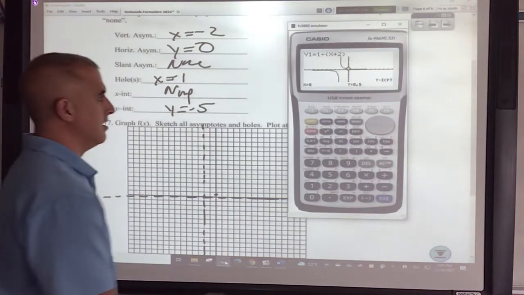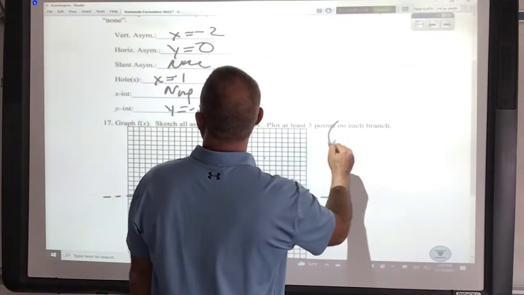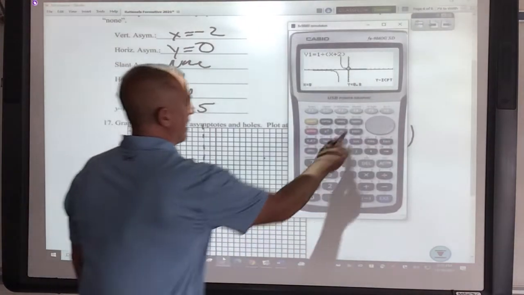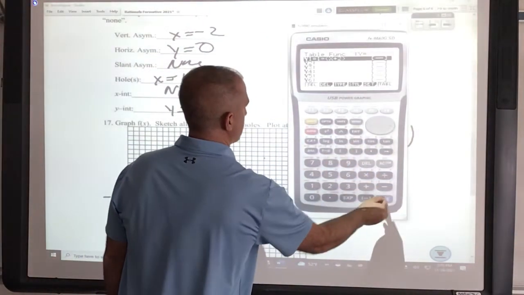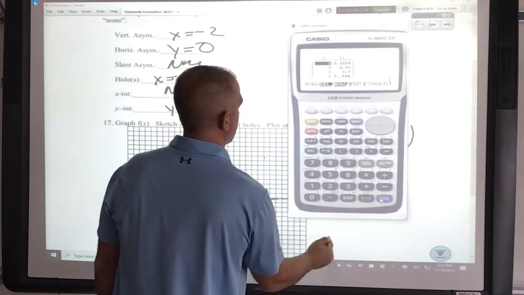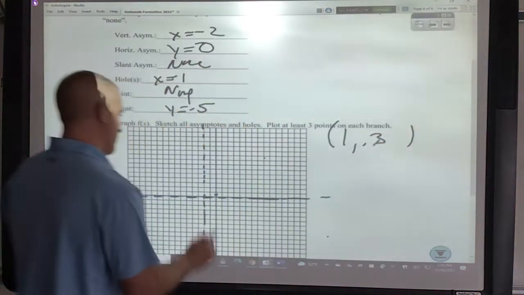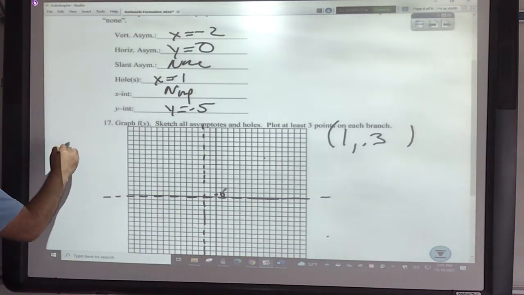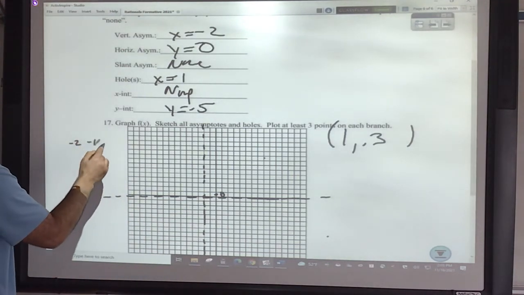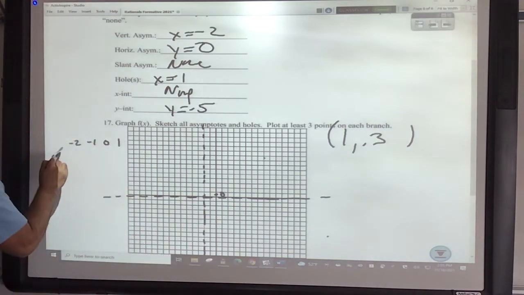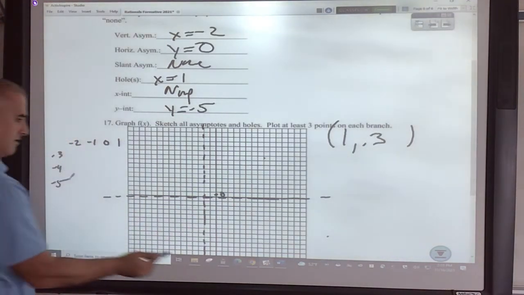Now, when I go to the table, I have to account for the hole, which was 1. That's something that's big as I go to the table. And I put in 1 for the table. That's 0.3. So 1 over 0.3 up, that's going to be here. Now, since my vertical asymptote's -2, I'm looking at -1, I'm looking at 0, and I'm looking at 1. And then also -3, -4, and -5.